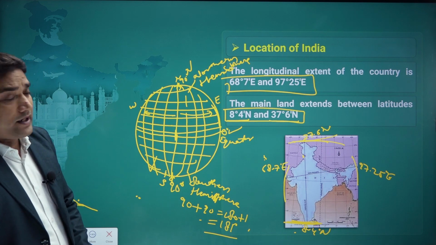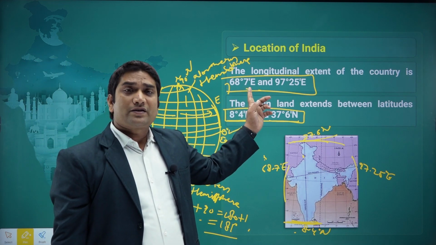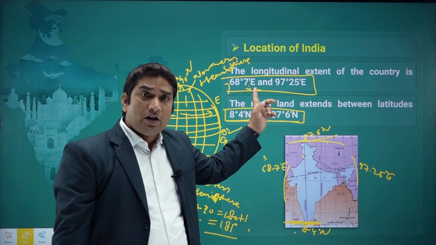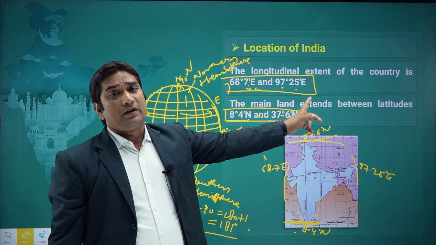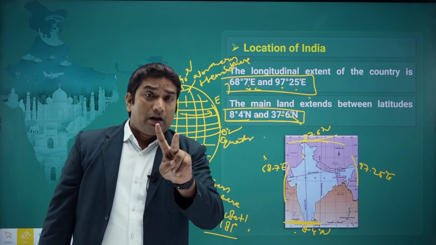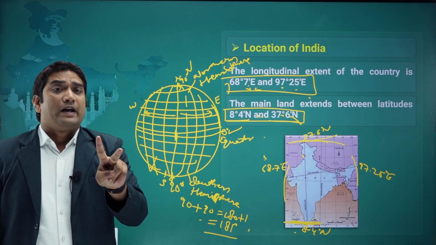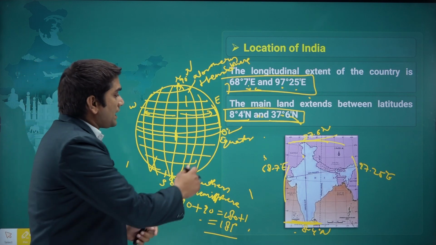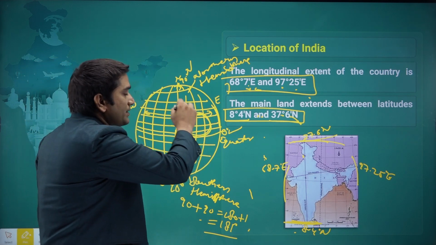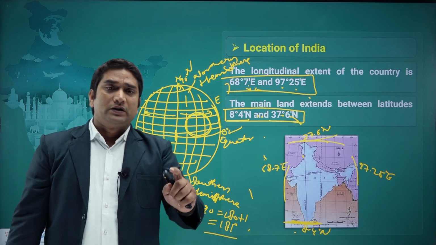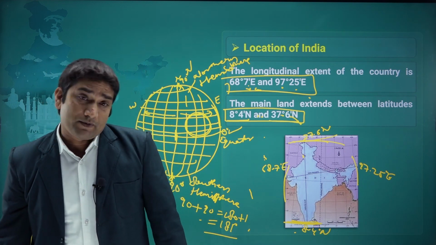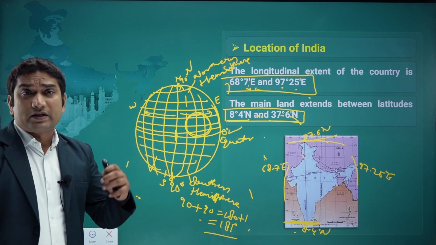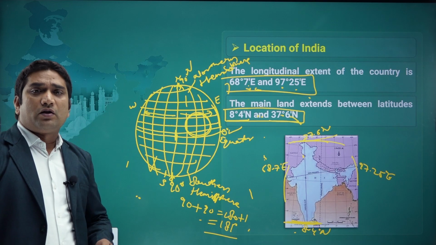Now you can see the longitudinal extent of India: 68 degrees 7 minutes east to 97 degrees 25 minutes east. From here we can analyze that the extent lies completely in the eastern longitudes, so the location of India is in the northeastern hemisphere. This is the exact location of India on the globe. This is how we find out the location of our country.